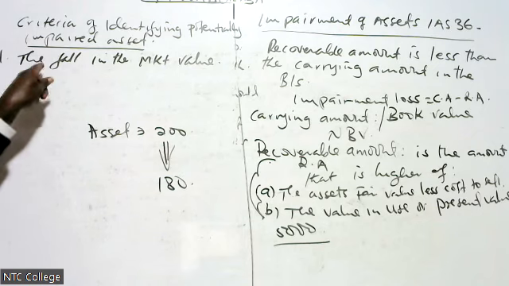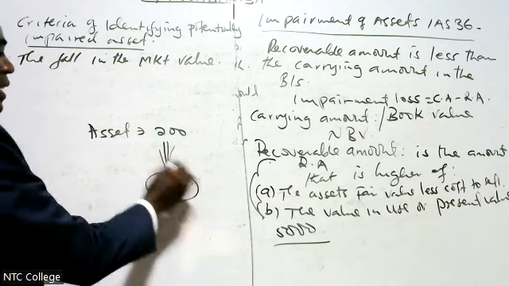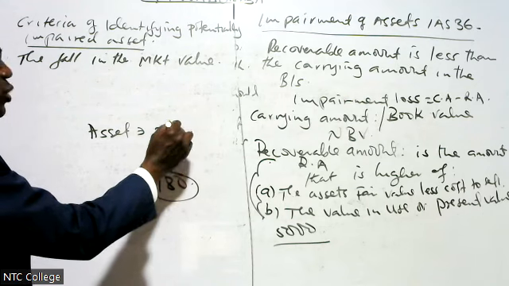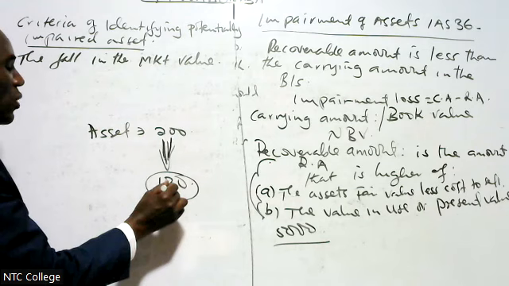As you can see, the market value has come down to 180. Therefore, we are saying there is a fall in the market value. According to IAS 36, you are required to reduce the value of the asset to 180.